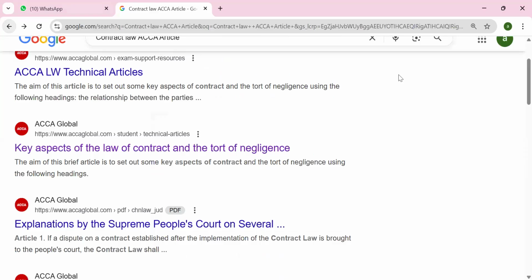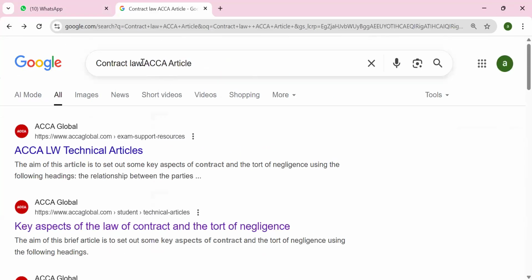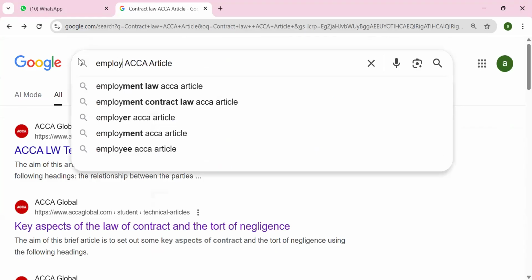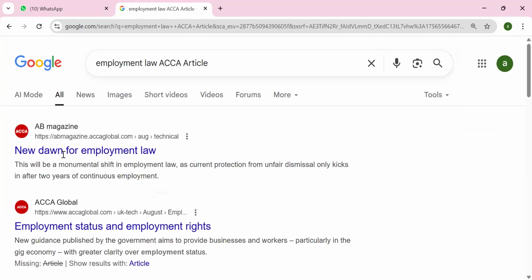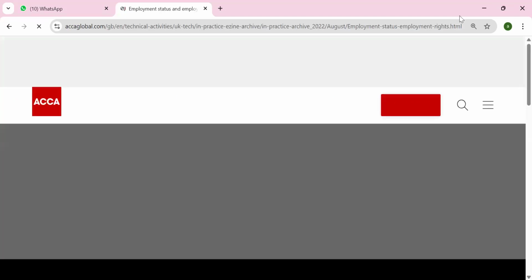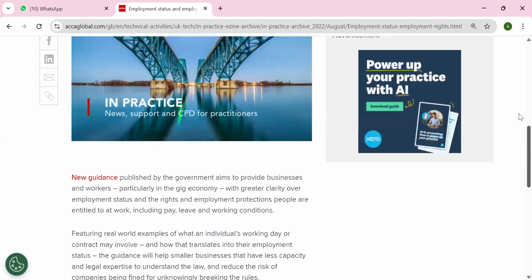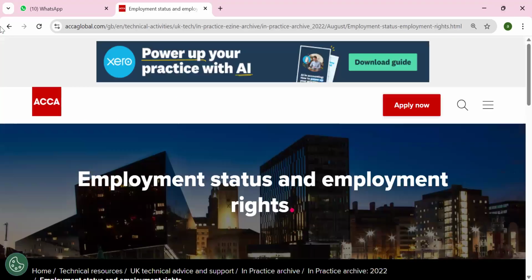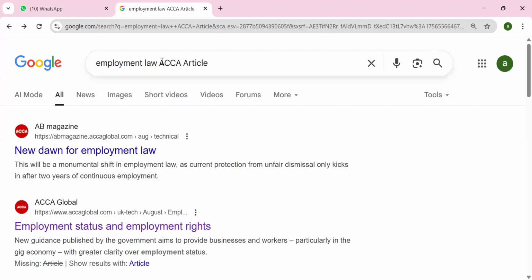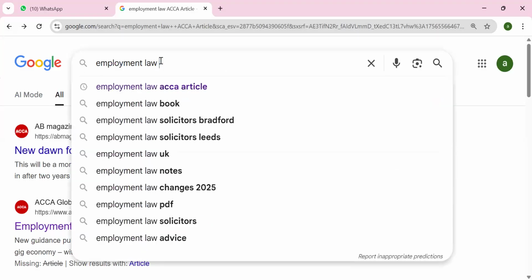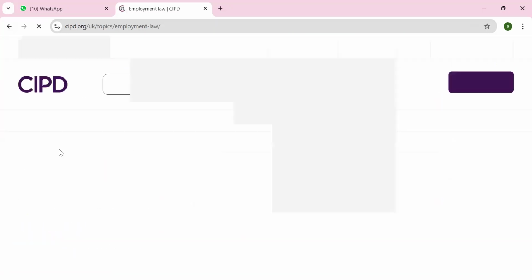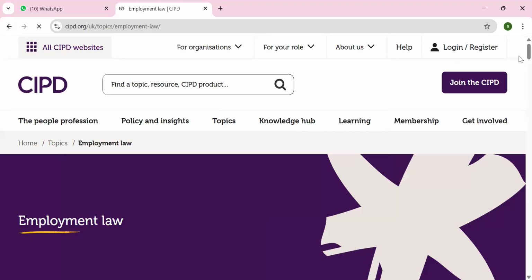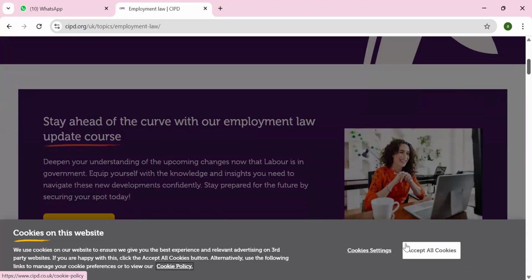If you're thinking, I'm doing employment law, so you can search employment law and go back to the ACCA article, which is good. Employment law, employment status, what is self-employed, what is employed. And if you want to look beyond ACCA, you have the CIPD, the Chartered Institute of Personnel and Development, and you will find plenty of material on the CIPD website, which is quite good to use. That will also help you.